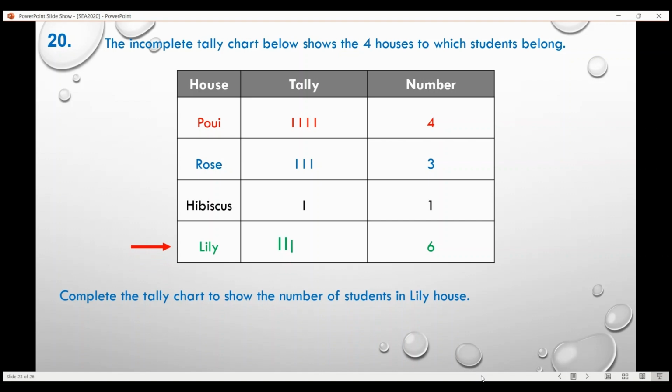1, 2, 3, 4, 5, and 1 more, 6. So this is a way to represent 6. Remember that there's a special way to represent 5. After we hit the 4th one, the 5th one must be diagonal. So 5 and 1 is 6.